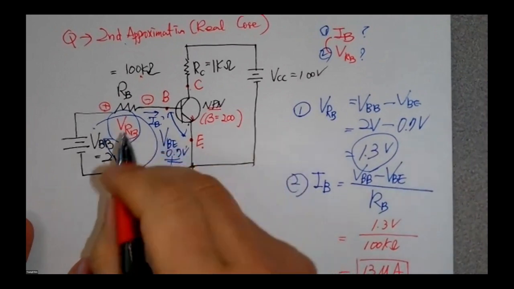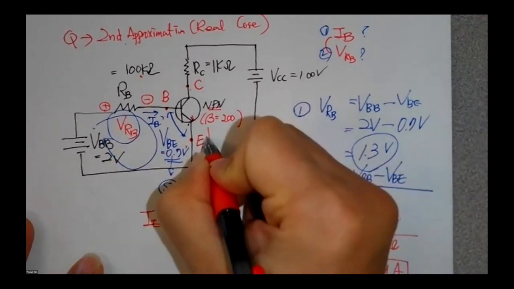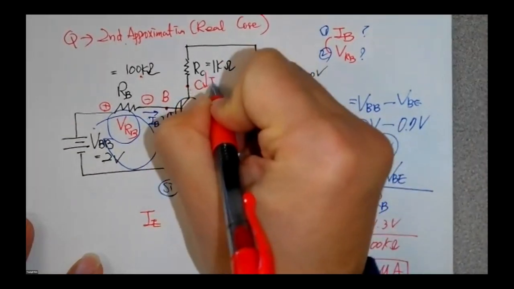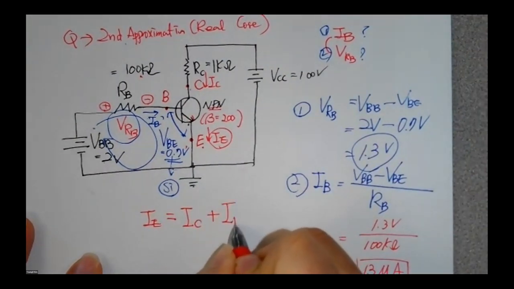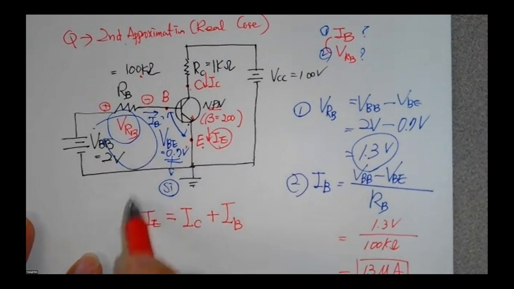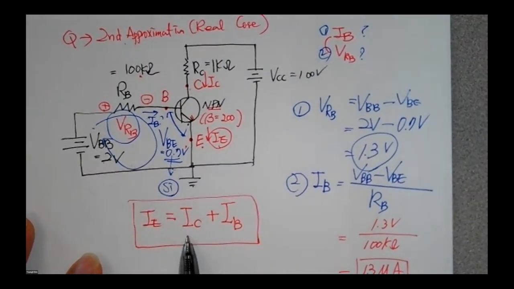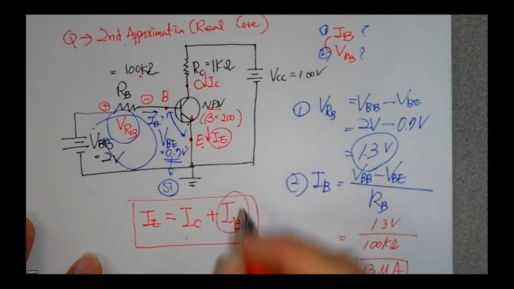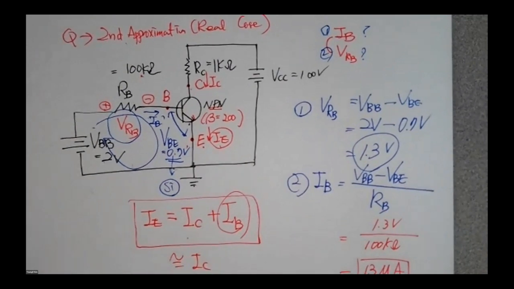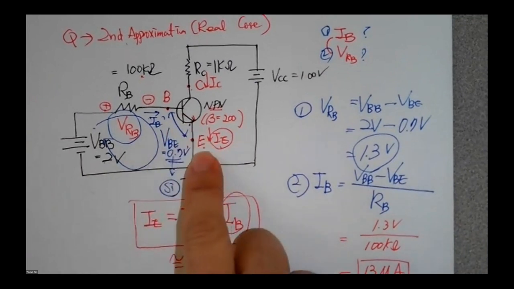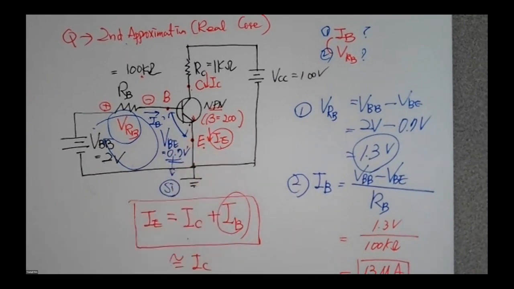Why? Because we learned before that I sub E, like this one here, and this is I sub C. So I sub E is equal to I sub C plus I sub B. One more time, I sub E is equal to I sub C plus I sub B. But I sub B is very, very tiny, so usually I sub E is about the same as I sub C. For this circuit, yes, you're right, though there are many applications with many types of BJT circuits.